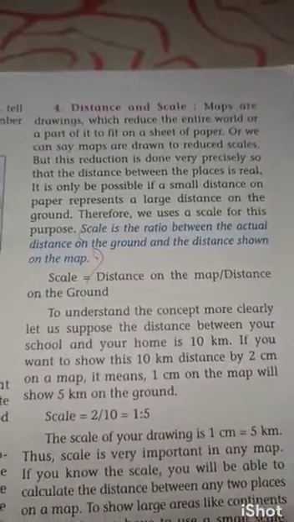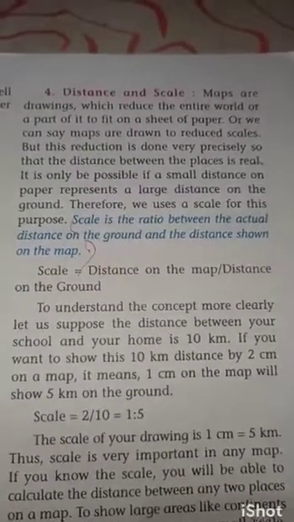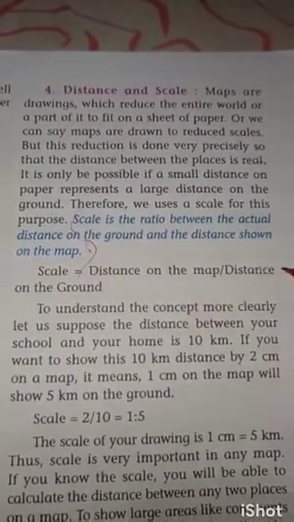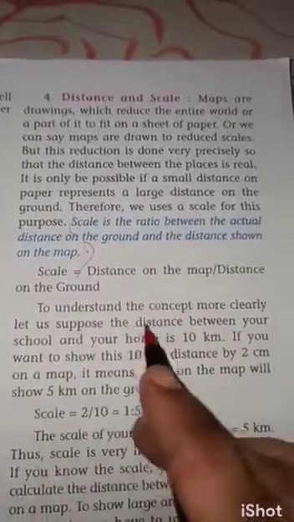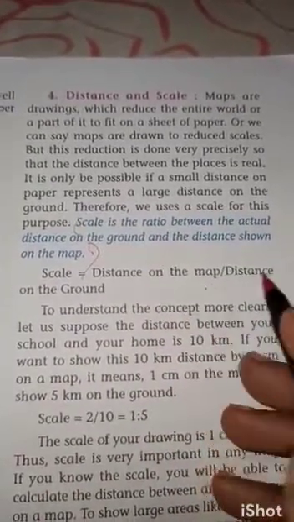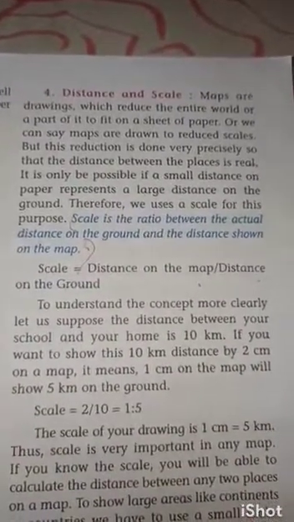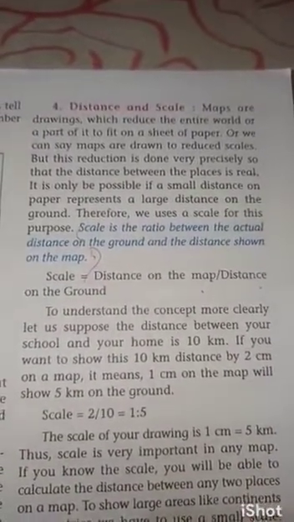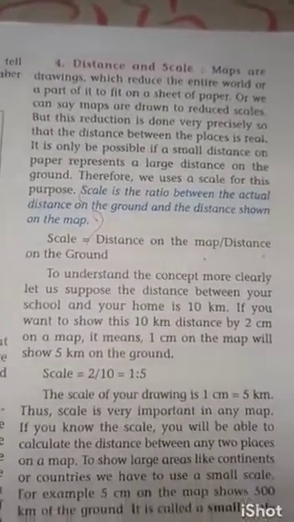Scale is, please mark this definition, the ratio between the actual distance on the ground and the distance shown on the map, as I told you all. Now the scale will be distance on the map divided by distance on the ground. Distance on the map divided by distance on the ground. Now to clear this concept, let us take one example.